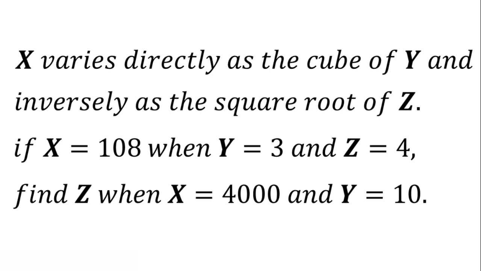We are to solve this question today. X varies directly as the cube of y and inversely as the square root of z. If x is equal to 108 when y is equal to 3 and z is equal to 4, find z when x is equal to 4000 and y is equal to 10. So let's solve this question.